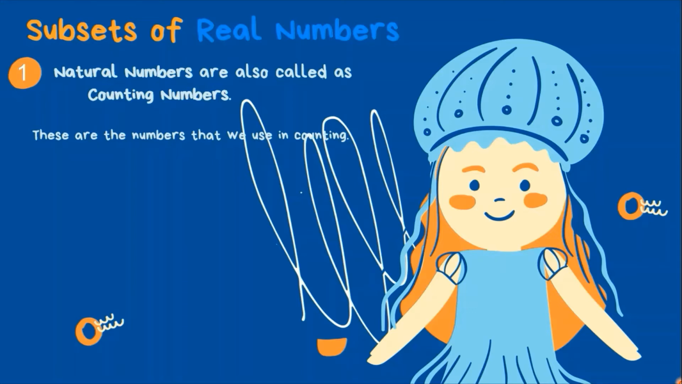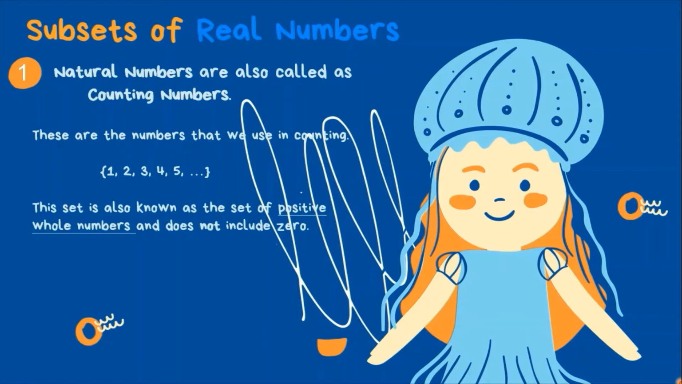Pag tayo ay nagbibilang, lagi tayong nagsisimula kay 1, 2, 3, 4, 5, at marami pang iba. Itong ellipsis na ito ay nagsisignify na ang set na ito ay hindi lang natatapos sa 5, ito ay may kadugtong pa. Ngunit, ang counting numbers ay laging nag-uumpisa kay 1. The set is also known as the set of positive whole numbers and does not include 0.